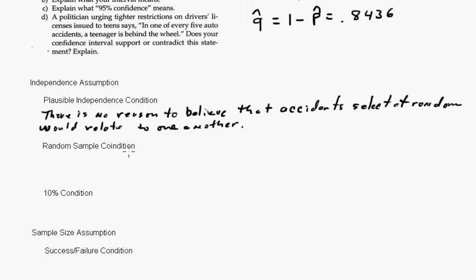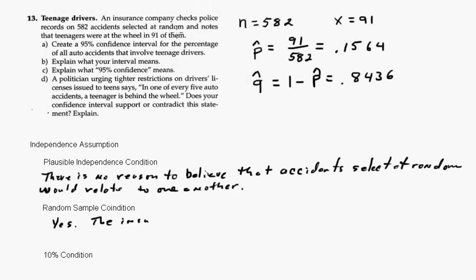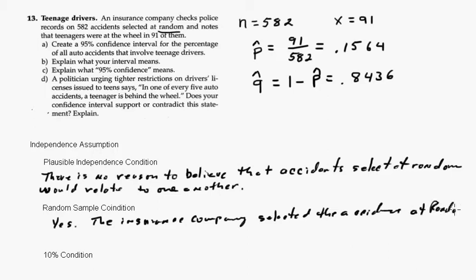The random sample condition. So yes, but don't just say yes. Isn't that what they said? The insurance company checks police records at random. So yes, the insurance company selected the accidents at random. Okay.